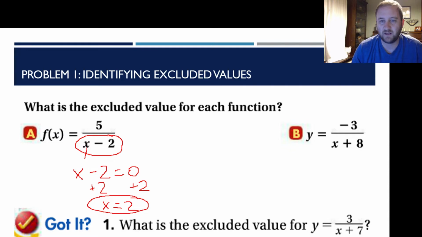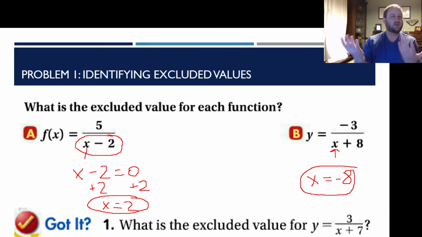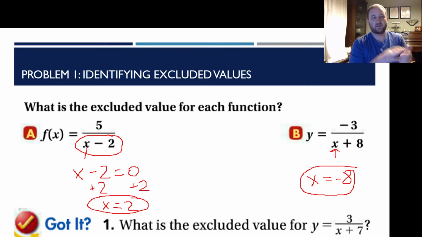We've got y equals negative 3 over x plus 8. What would x have to be to make the bottom equal to 0? Well, x would have to be equal to negative 8, because negative 8 plus 8 equals 0. Okay, that's an excluded value. Now, why are we doing this, you might ask? These excluded values are going to help us. I think in the last lesson I talked about asymptotes for a graph. Okay, these excluded values are going to help us determine where the asymptotes are for our graph.